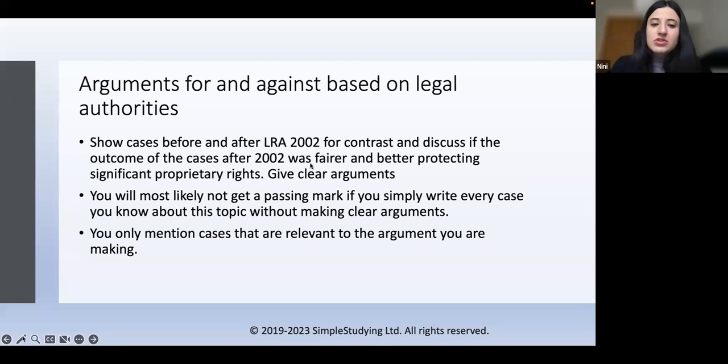You will most likely not get a passing mark if you simply write every case you know about this topic without making clear arguments. You only mention cases that are relevant to the argument you're making. Your lecture on this topic will probably have many cases, but that doesn't mean that you are required to put in all the cases that are in the lecture. No, only the cases that are relevant to the essay question and to the argument that you're making.